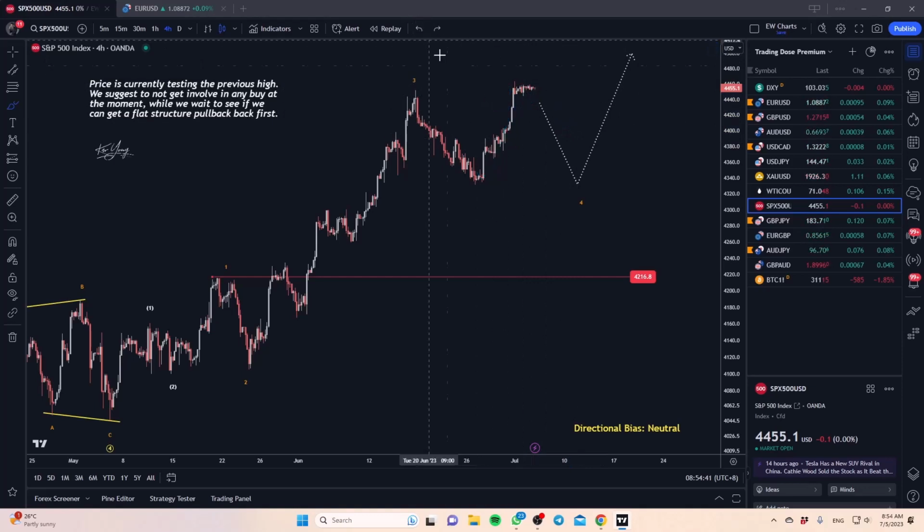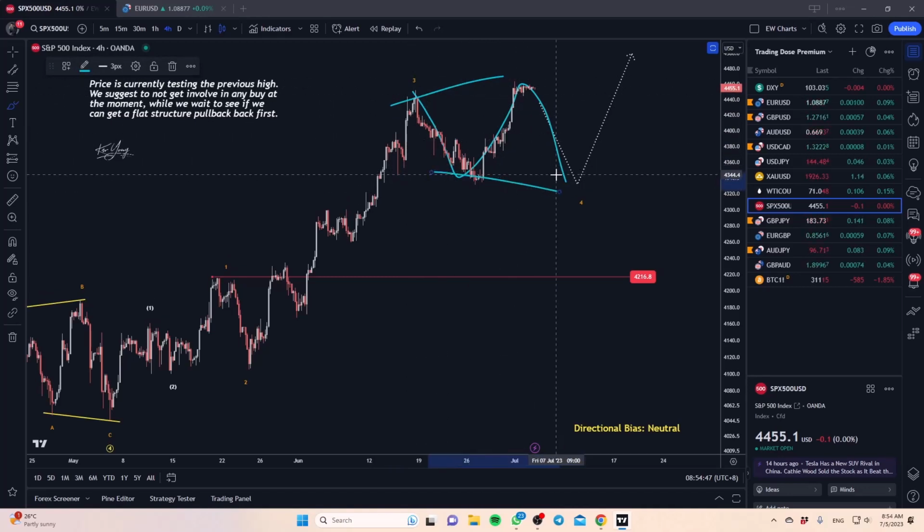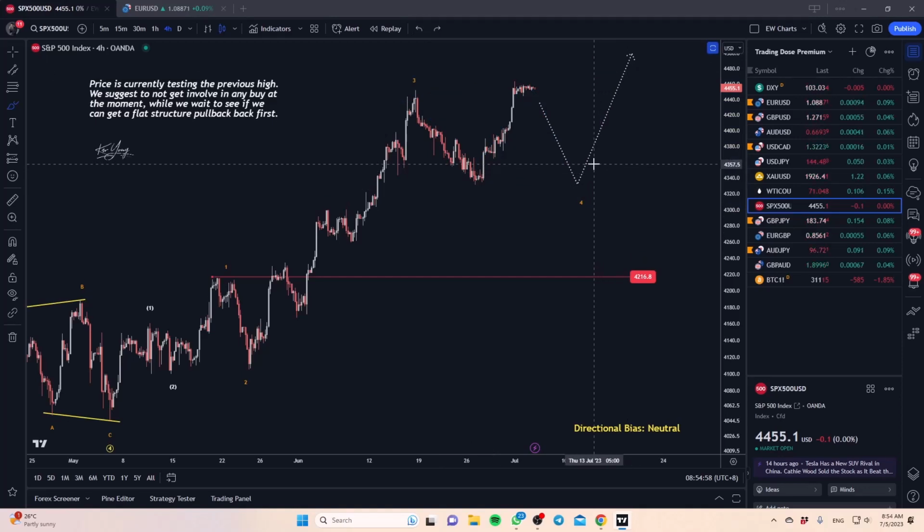Now the alternative structure that can develop over here is a 1, 2, 3 or ABC structure like this for an expanding. Therefore, it can really come back and retest this low before the push up. So overall, we're just maintaining a neutral stance and being patient. The direction that we're interested in is not on the downside, but it's definitely on the upside. It's just simply waiting for a better time to get involved in a buy trade.